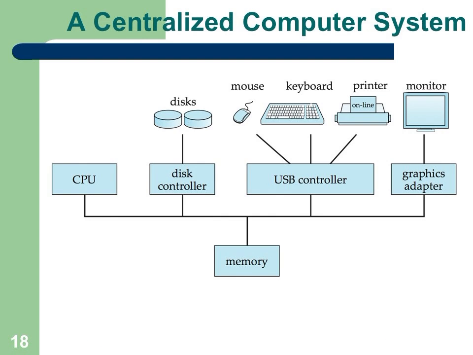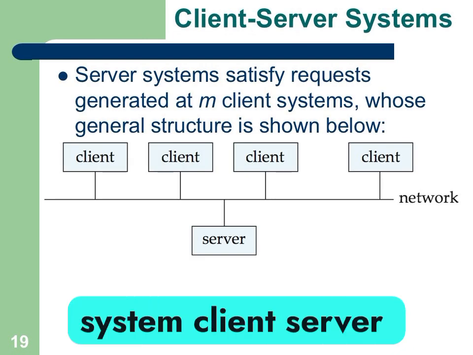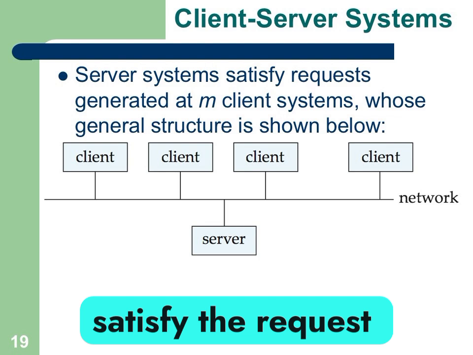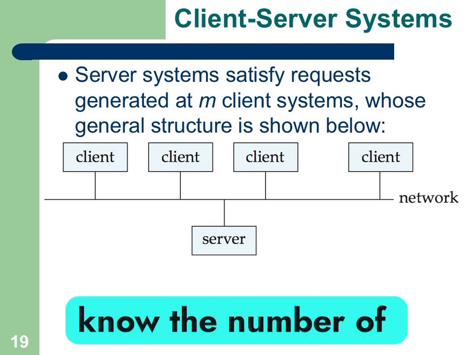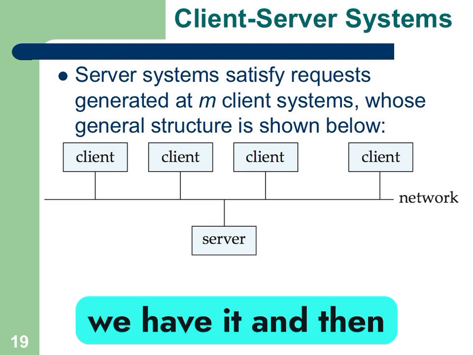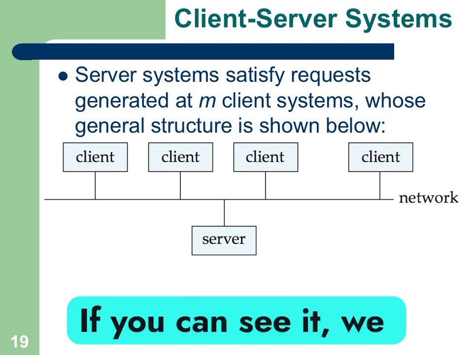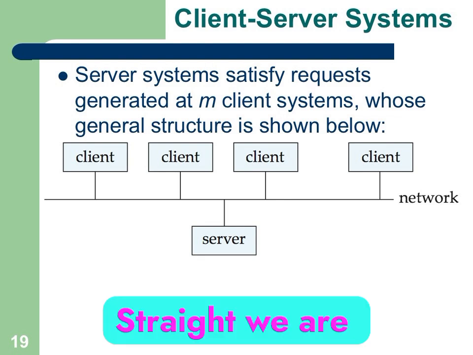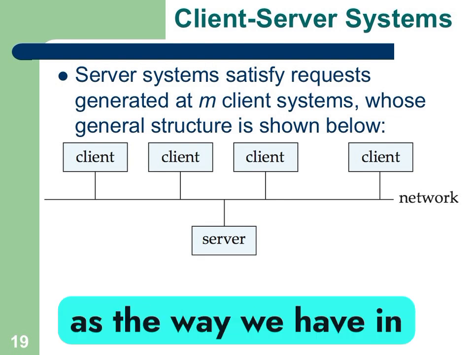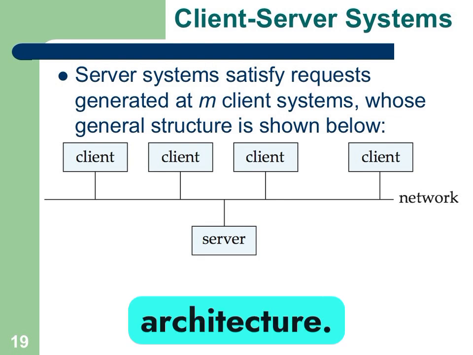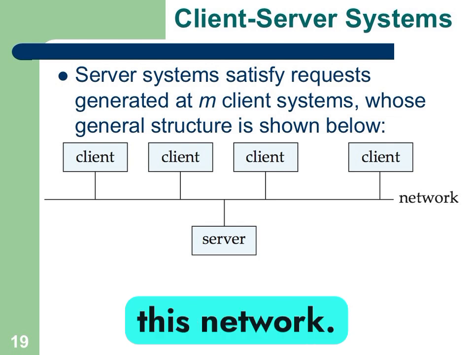So this is how we have this, and this is the client server, and we can see the client server system here, which is going to satisfy the requests generated at M client. We don't know the number of clients, so as many clients as we have, and the general structure is shown below. If you can see it, we have a network bus, straight, we have a server, so the network is interfacing between the client and the server, just the way we have in the two-tier architecture. So all the clients are accessing the server through this network.